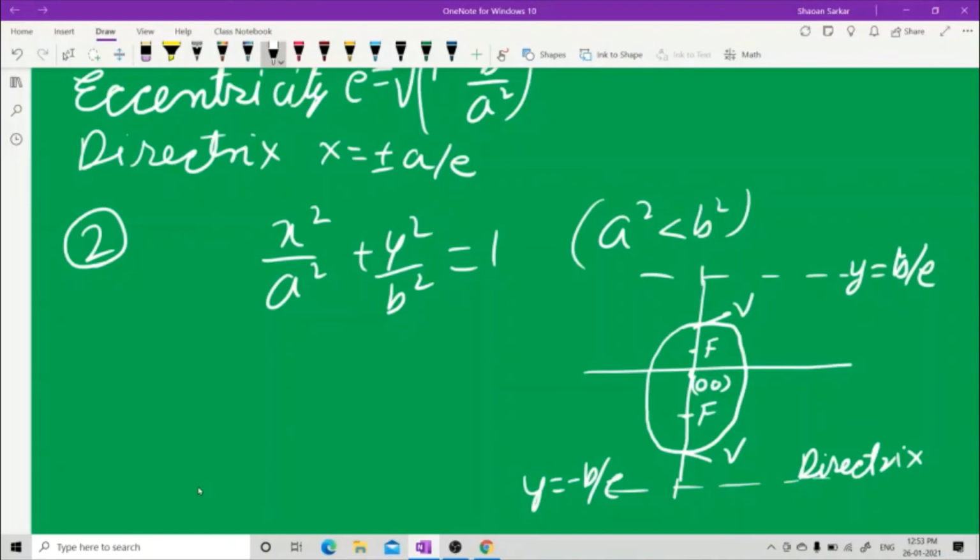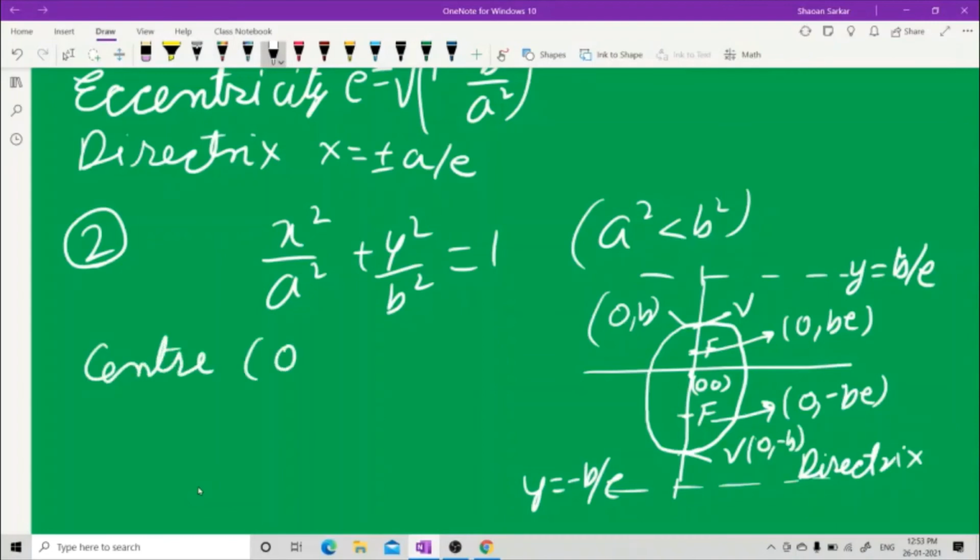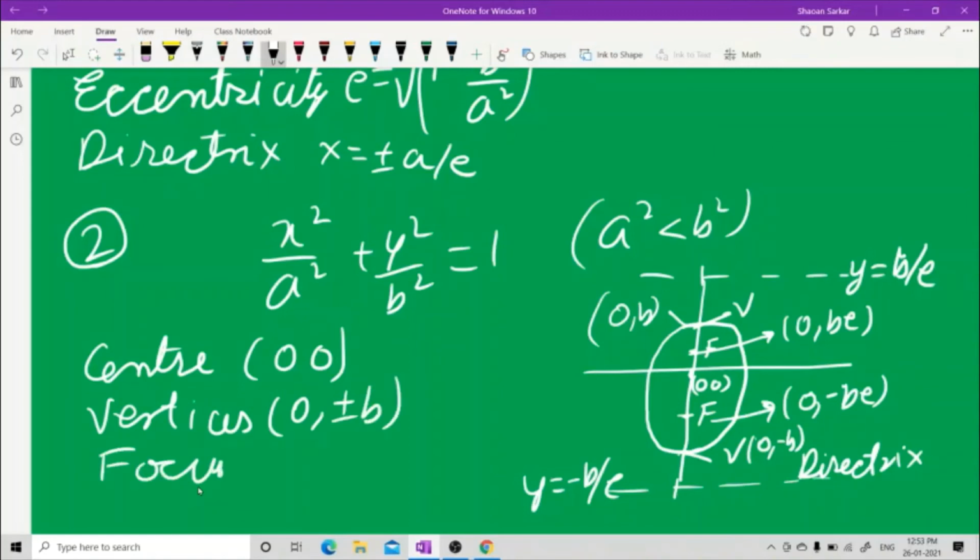The foci points. This point will be 0 comma minus be, and this focus will be 0 comma plus be. That's right. This vertex point will be 0 comma b, and this vertex point will be 0 comma minus b. So let's write down everything. Center 0, 0, vertices 0 comma plus minus b, foci 0 comma plus minus be.